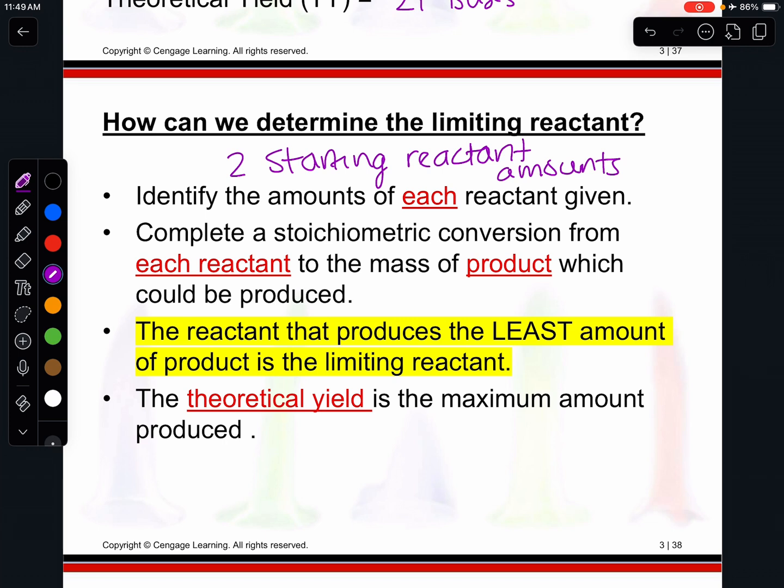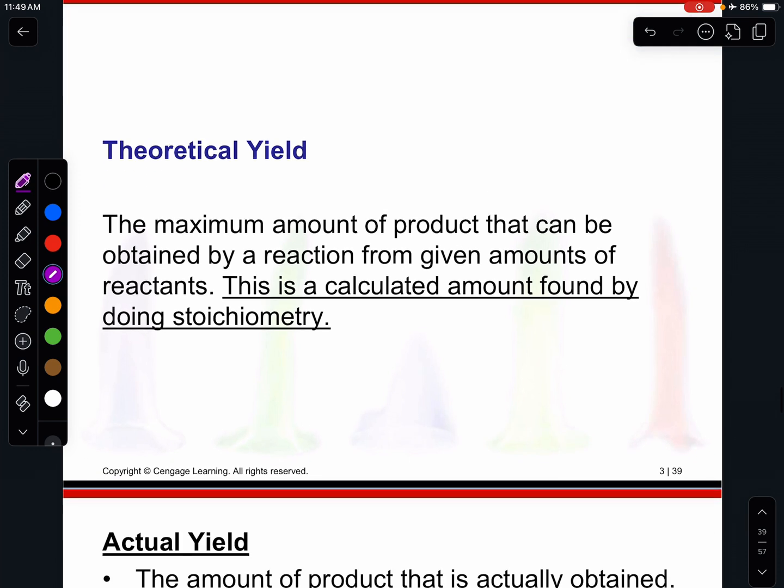And so you have to identify the 2 starting amounts and say to yourself, okay, one is going to be limiting, one is going to be excess. Okay, and then you have to do some math to deduce which one is which. So we're going to identify how much of each reactant. We're then going to use stoichiometry to go from each of the reactants to the product, which we'll look at here in a second. And then the most important part is the one that produces the actual least amount is considered our limiting reactant. And then from that, we can figure out our theoretical yield of the experiment.